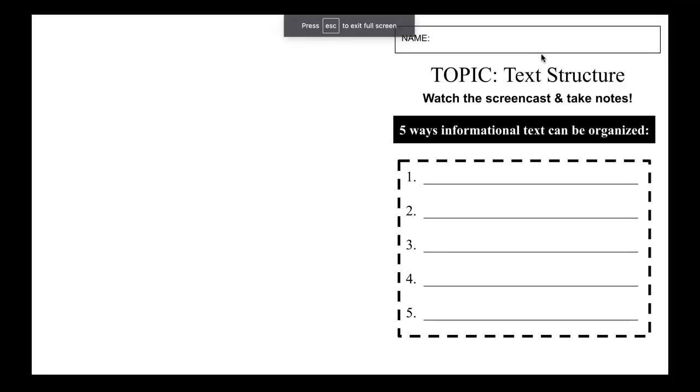For task number 1 today, you're going to be taking some notes about text structure. Yesterday we talked about the difference between informational and literary text. It's an interesting time to do that as we read historical fiction, especially historical fiction about the Middle Ages, because it's so much information packed into the literary text itself. So we're going to talk specifically about text structure today that goes along with informational text.